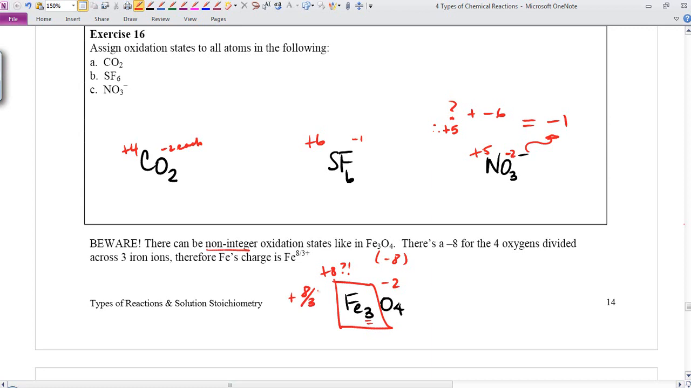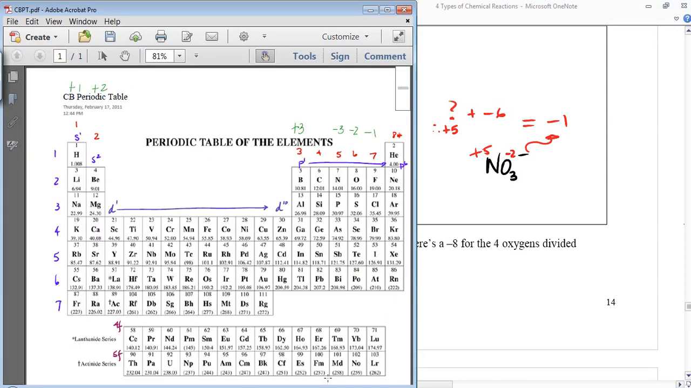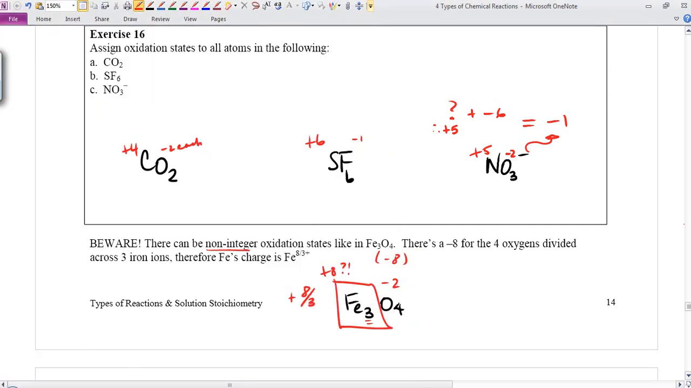But the reality is that's not how this works. If you've got Fe3O4, remembering that iron is a transition metal, iron's sitting right here in the transitions. So that transition metal can be all sorts of different things, +2 and +3 being the most common. So if I had +3 and a +3 and a +2, that equals 8.